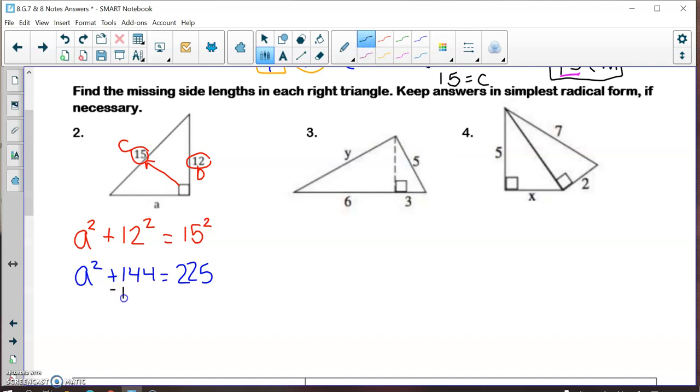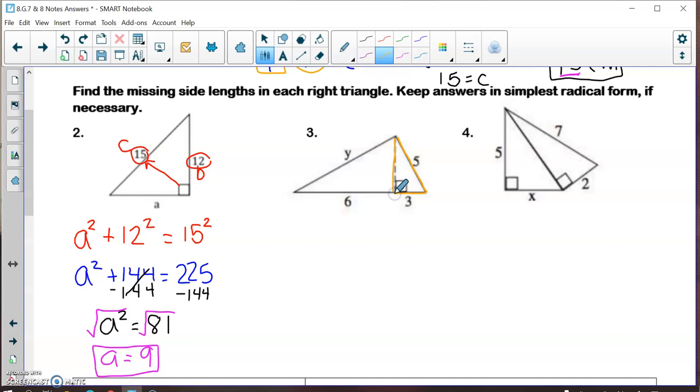Subtracting 144 from both sides, I get a squared is equal to 81. And taking the square root of both sides, 81 is a perfect square. The square root of 81 is 9. So I found my leg. All right, in number 3, we're first going to need to work with this right triangle here.